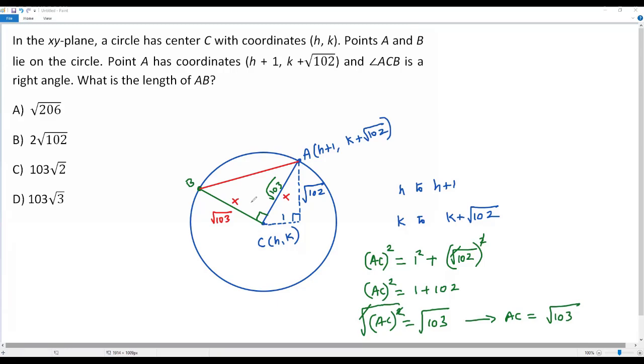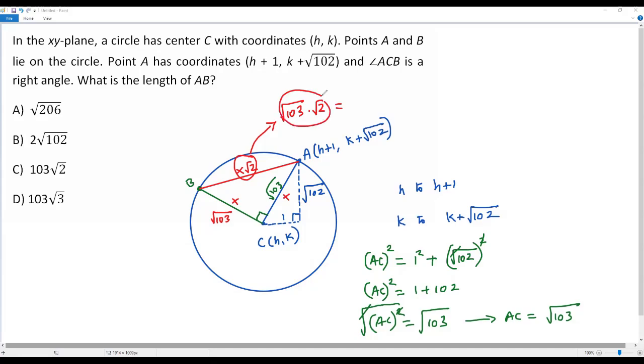When x is the length of each of the two equal legs, then the length of the hypotenuse has to be x times square root of 2. That is, this x has to be multiplied by square root of 2 to get the length of the hypotenuse in an isosceles right triangle. But already we have the value of this x, that is the length of BC and also the length of AC, that is square root of 103. Now we can plug in square root of 103 for this x. Then we get square root of 103 times square root of 2.